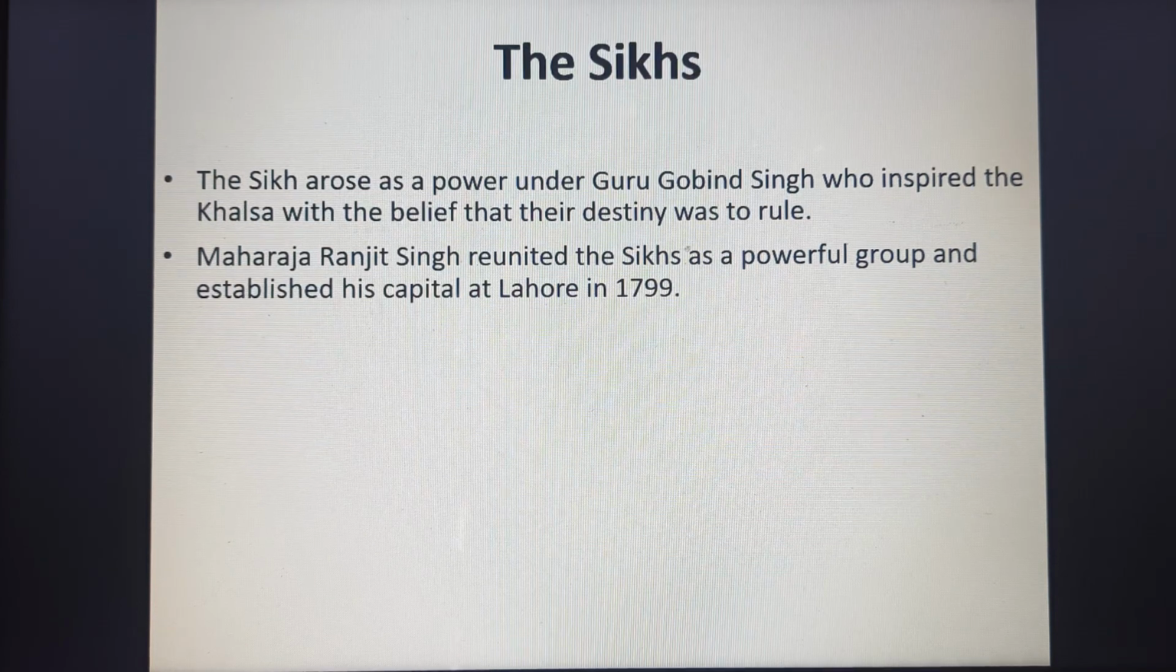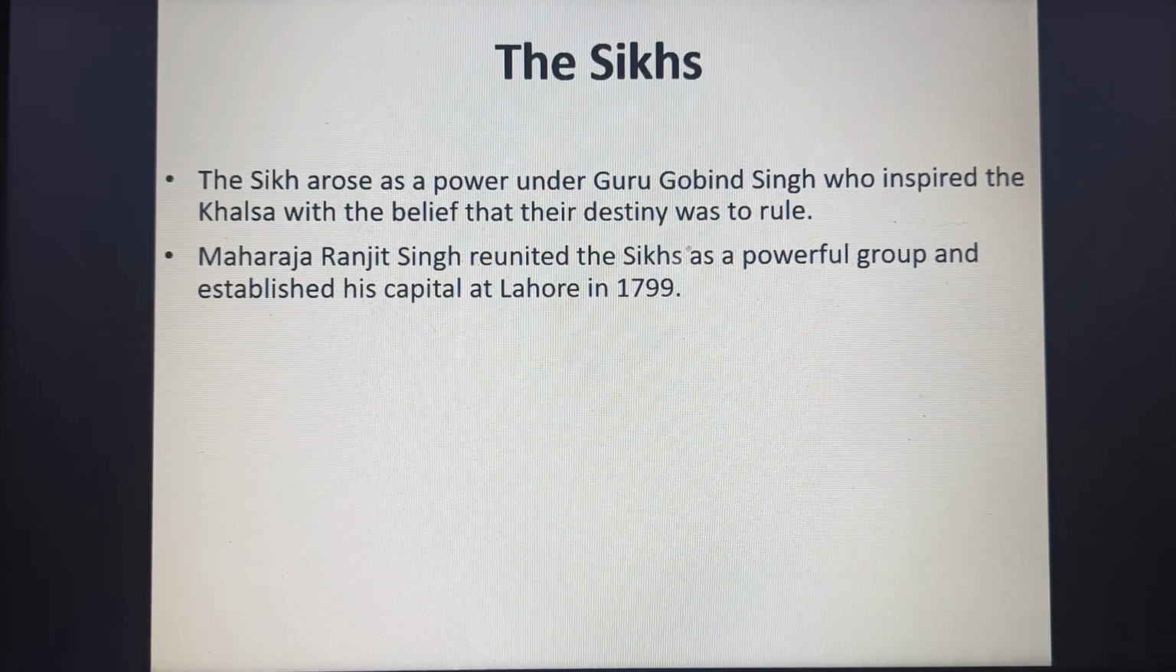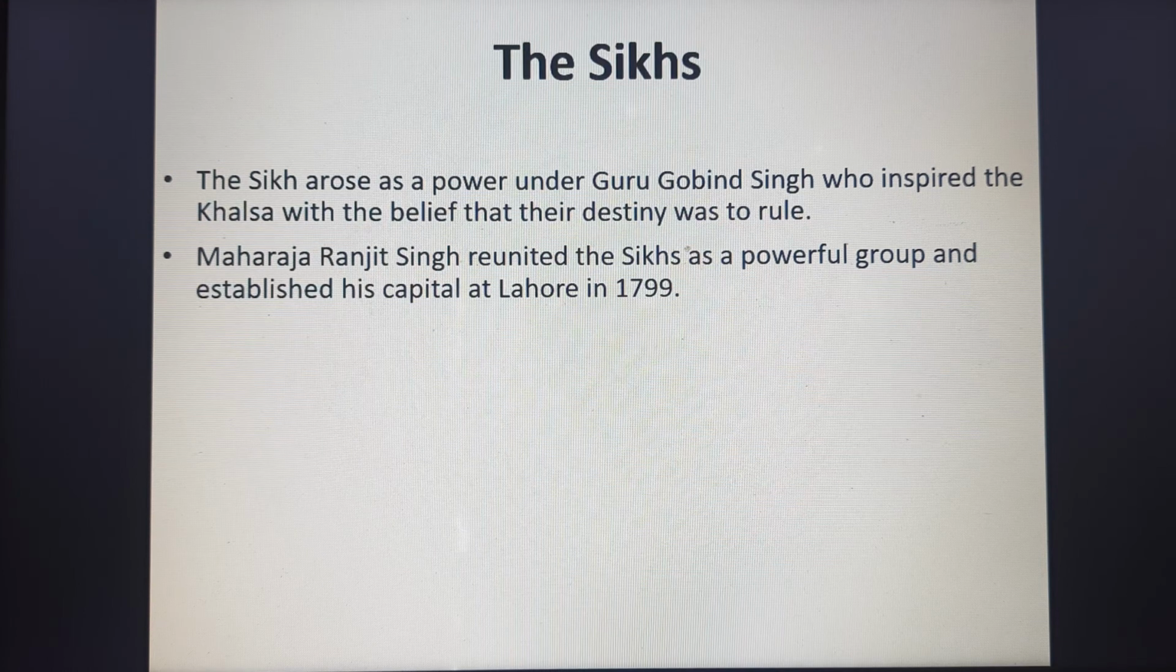The Sikhs arose as a power under Guru Gobind Singh Ji, who inspired the Khalsa with a belief that their destiny was to rule. Guru Gobind Singh was the 10th Guru of the Sikh community, and most of the people were from what was considered the lower community at that time. So Guru Gobind Singh told them that it does not matter whether you are from a higher or a lower community. It is only that if power is within you, you can change the world. So that was the thing, and he made the Khalsa, and he made some people come with him who would fight in the time of war and help him.